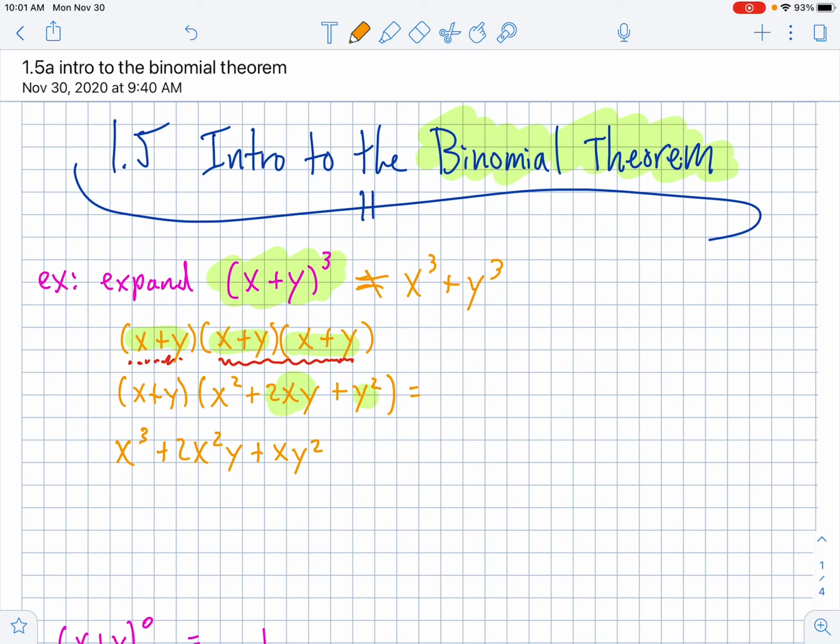Now I'm going to multiply the y all the way through. When I multiply y with x squared, we get x squared y. I'm going to keep the x's first and the y's second. Then y with 2xy is 2xy squared. And then I have to multiply the y with y squared to get y cubed. Let's count them up. Make sure I got them all. 1, 2, 3, 4, 5, 6. Yep, 2 times 3 should be 6 things.